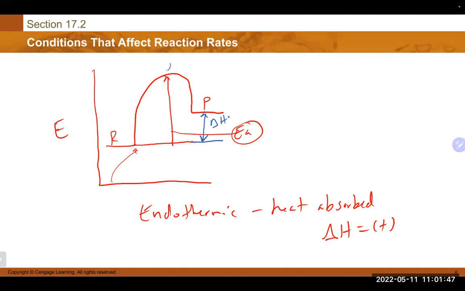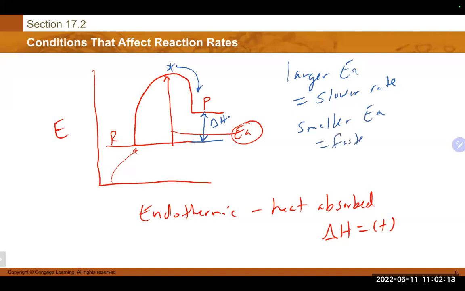So once again, we do get up to this hill, and it will have our transition state that will fall down. Now, obviously, the larger the activation energy, usually the slower the rate. The smaller the activation energy, a little faster the rate of the reaction. Again, it's just a smaller hill that everybody has to climb.